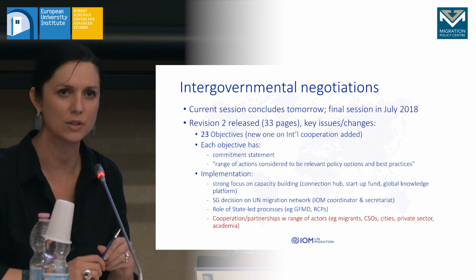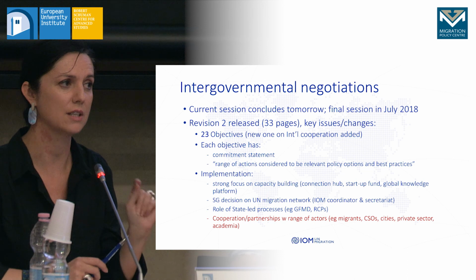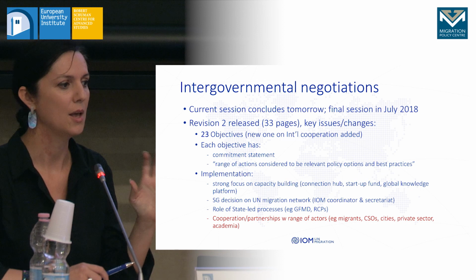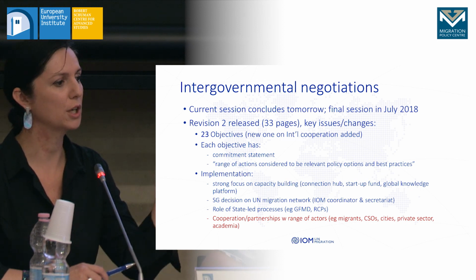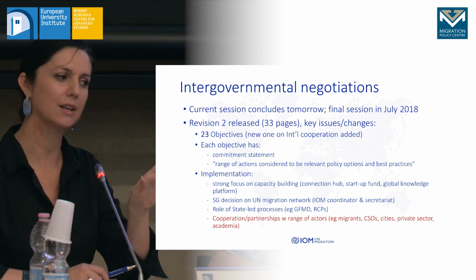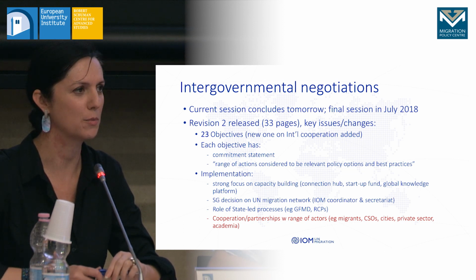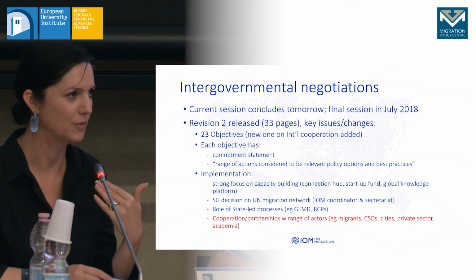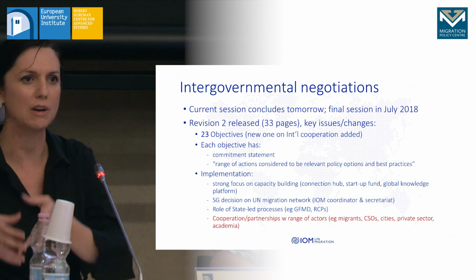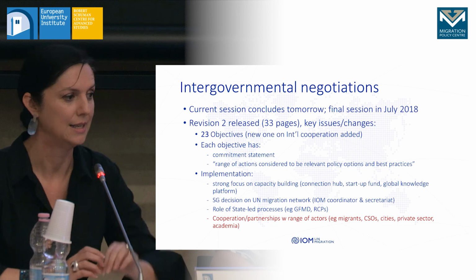There is a lot more content, and there has been a shifting. What I mean by that is we've got one new objective, Objective 23, specifically laying out international cooperation. But each objective has changed slightly because we've got a commitment statement, which is two or three sentences, followed by, and I've used very careful language there, a range of actions considered to be relevant policy options and best practices. I have interpreted that as a menu, acknowledging that migration does not work in the same way in different geographic and geopolitical locations. So it is tailored to best fit.